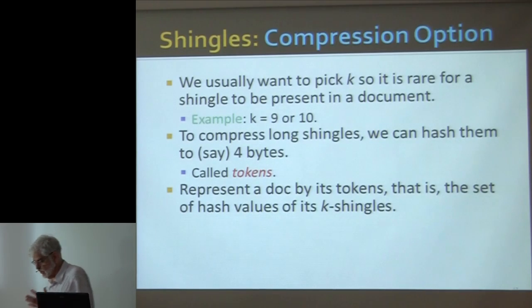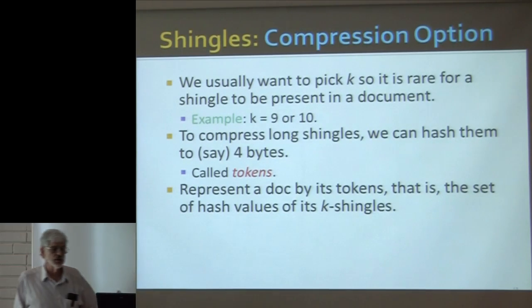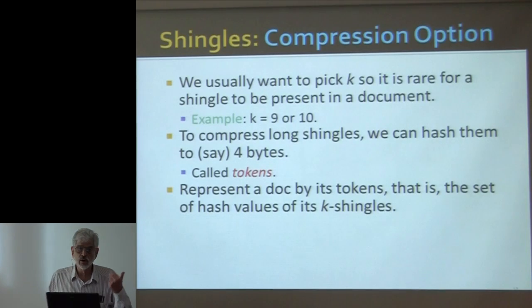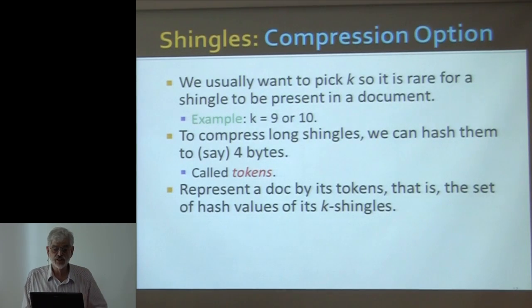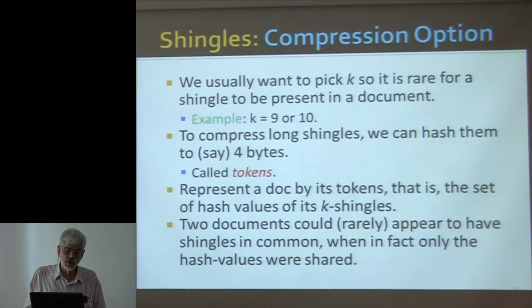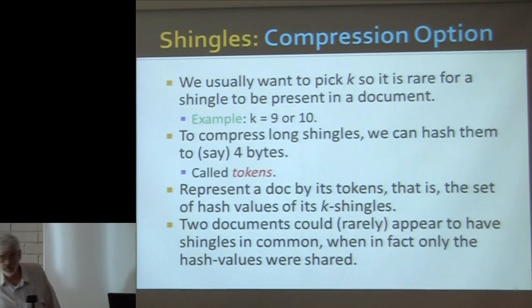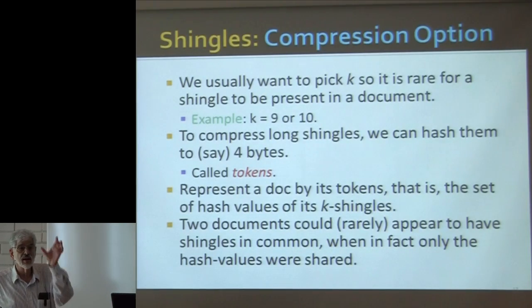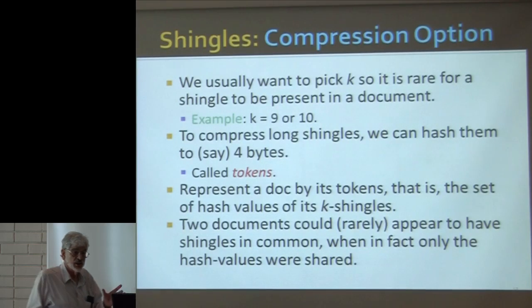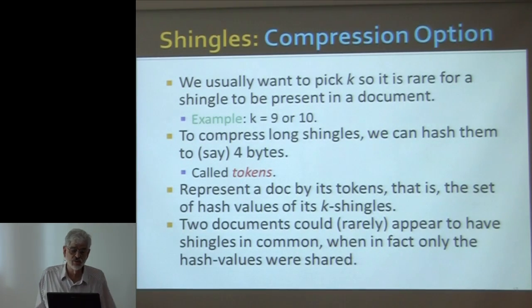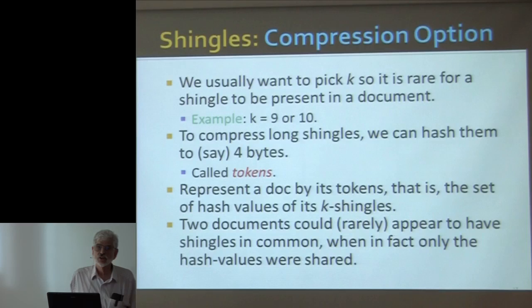At any rate, you can represent the document either by the set of shingles themselves or by what are called the tokens, the hashed values of those shingles. And of course, if you do hash them, then occasionally you'll have a collision where two documents appear to have a shingle in common, but they're really two different shingles that happen to hash to the same value. But again, if you're using 2 to the 32nd different hash values, the chances of that happening are very, very tiny.